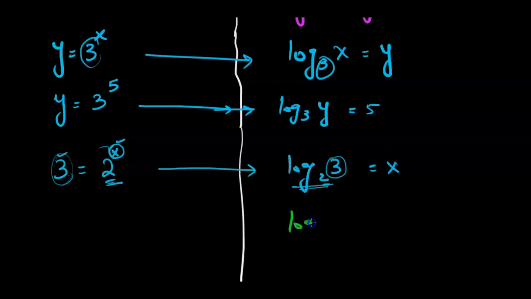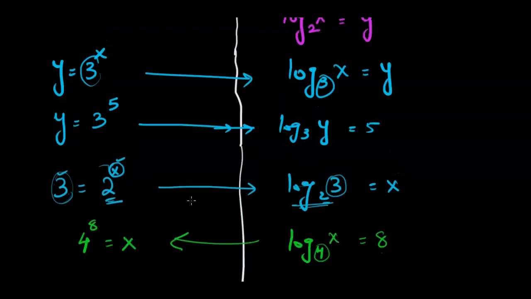So if we are given log to the base of 4 of x equal to 8, and we have to change it to exponential function form, the base is 4, so we would write the base first, 4 to the power of 8 is equal to x. So the base of the log and the base of the exponential function do not change. The only thing that changes is the dependent and independent variables. Here 8 is independent, x is dependent. Here x becomes independent and 8 becomes dependent. Here we learned how to change logarithmic functions to exponential, or exponential functions to logarithmic functions.